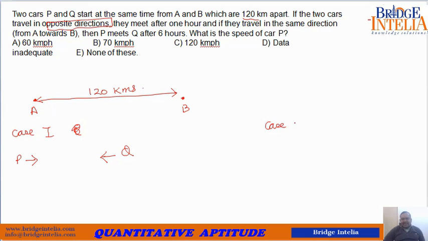The second case, case 2, is that they are moving in the same direction. That means P is moving in this direction, Q is also moving in this direction. So this gap is 120 kilometers, this gap is also 120 kilometers. So two different cases are given. Also it is given that in case 1, they are helping each other. If you help, work is done in less time. So if they are helping each other, they take only 1 hour. So the time taken to meet is only 1 hour.